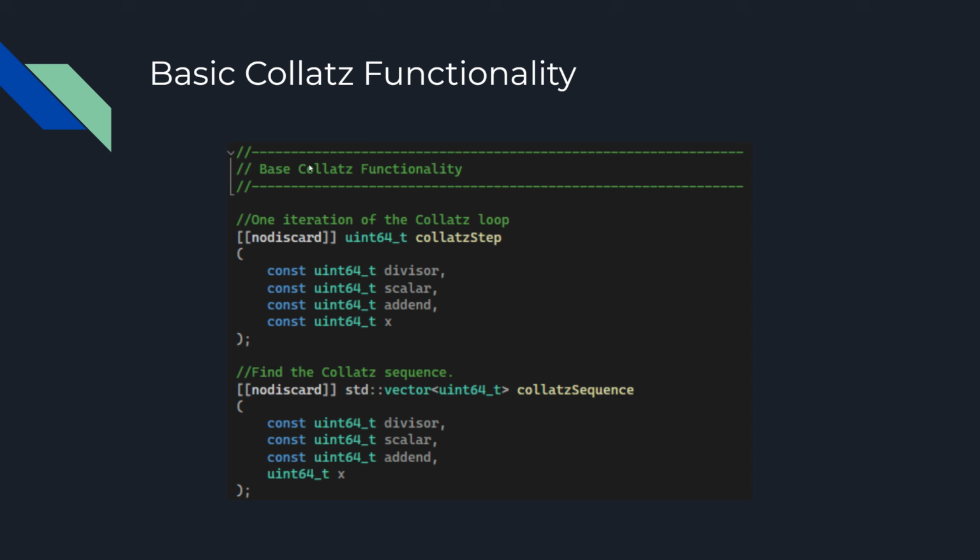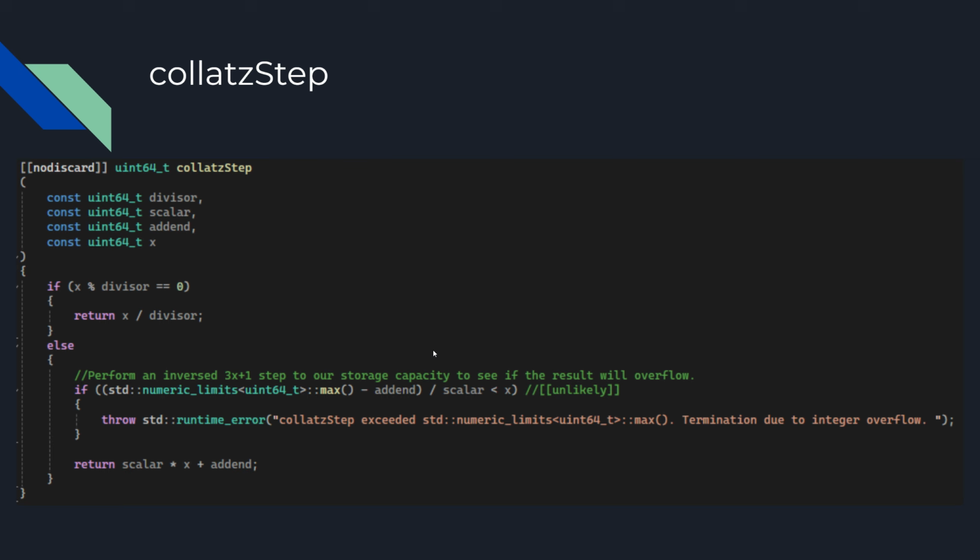This nodiscard here is a tag that allows the compiler, if it sees this function called and we don't store the output, to give a warning to me. That is foolproofing my code against my own stupidity. So we have two functions here, this Collatz step and this Collatz sequence. Inputs are largely the same as explained earlier. This one just outputs an individual step in the sequence, and this one outputs the entire sequence. So we're looking at the Collatz step right now.